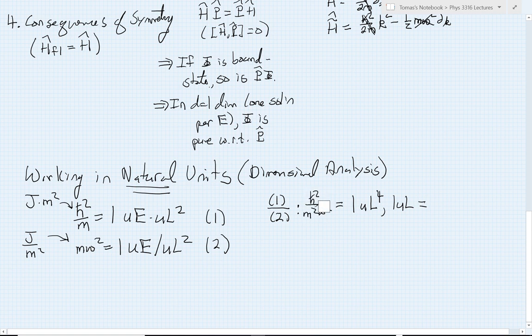So I can pretty quickly solve then for 1 unit length, would be the fourth root then of this quantity here. And the fourth root of that, well, the square root would give me h bar on m omega, but I need another square root. So then this would be to the power of 1/4, like so.